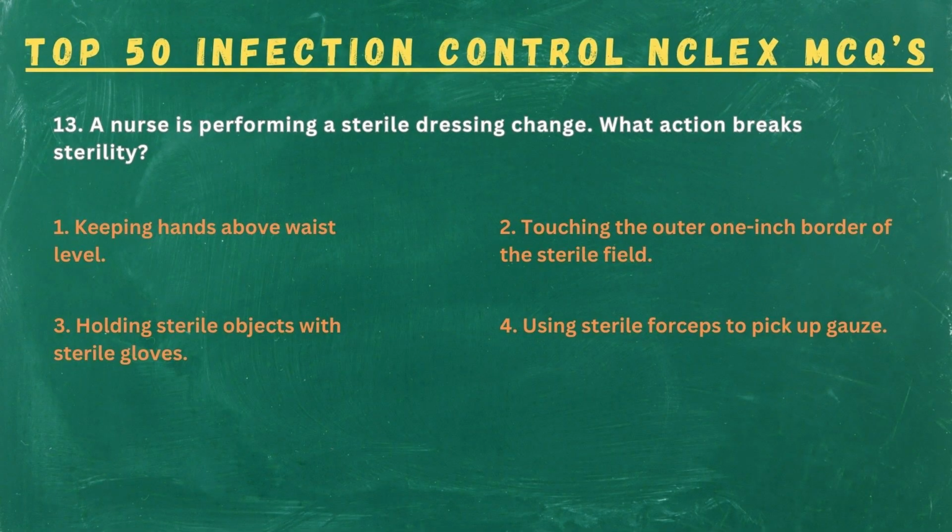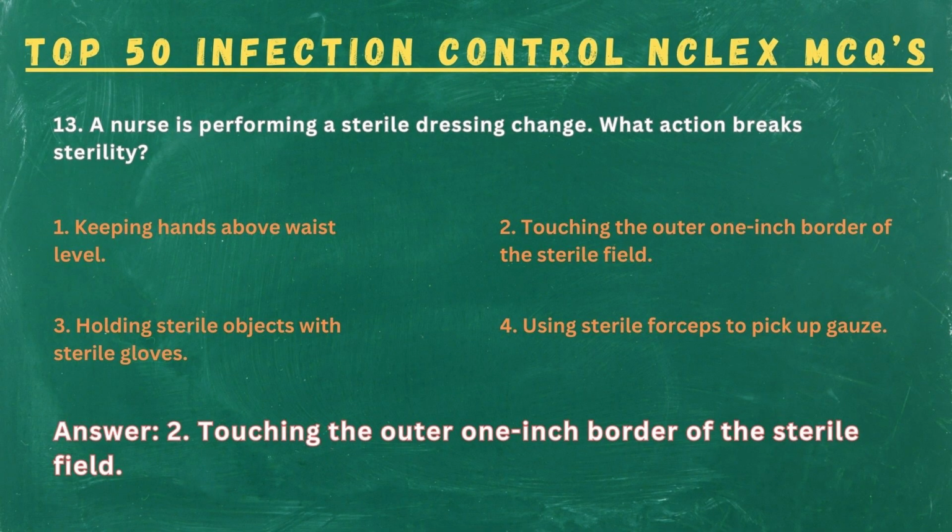13. A nurse is performing a sterile dressing change. What action breaks sterility? 1. Keeping hands above waist level. 2. Touching the outer 1-inch border of the sterile field. 3. Holding sterile objects with sterile gloves. 4. Using sterile forceps to pick up gauze. Answer: 2. Touching the outer 1-inch border of the sterile field.